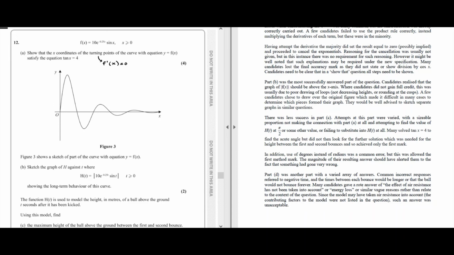Part D was another part with a varied array of answers. Common incorrect responses referred to negative time, and that times between each bounce would be longer, or that the ball would not have bounced forever. Many candidates gave a vague answer that the effect of air resistance had not been taken into account, or energy lost, or similar responses rather than relate to the context of the question. Since the model may have taken air resistance into account, the contributing factors to the model were not listed in the question. Such an answer was unacceptable.